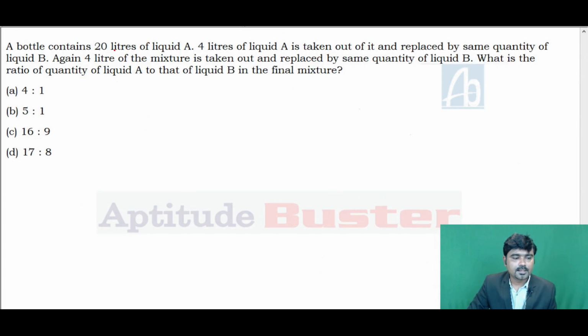A bottle contains 20 liters of liquid A. 4 liters of liquid A is taken out of it and replaced by same quantity of liquid B. Again 4 liters of mixture is taken out and replaced by same quantity of liquid B. What's the ratio of quantity of liquid A to that of liquid B in the final mixture? I'll tell you a simple formula. Just substitute, you can get the answer within 50 seconds itself.